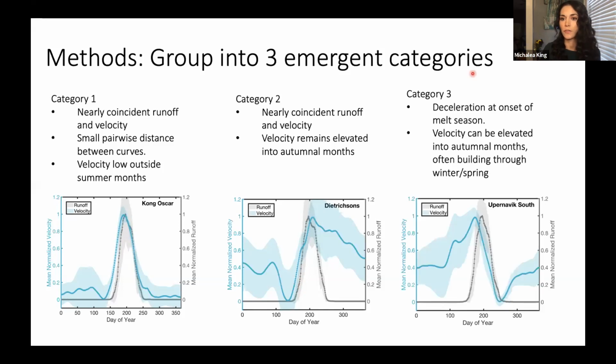And then lastly, category 3, also maintaining high velocities outside the melt season. But what's really interesting about category 3 glaciers is that they actually decelerate at the very onset of the melt season. So it doesn't take much at all to switch these glaciers to where they form these efficient drainage systems and then rapidly decelerate. So again, usually within the first few days of the melt season, you see these glaciers blow out their subglacial systems and then decelerate rapidly.